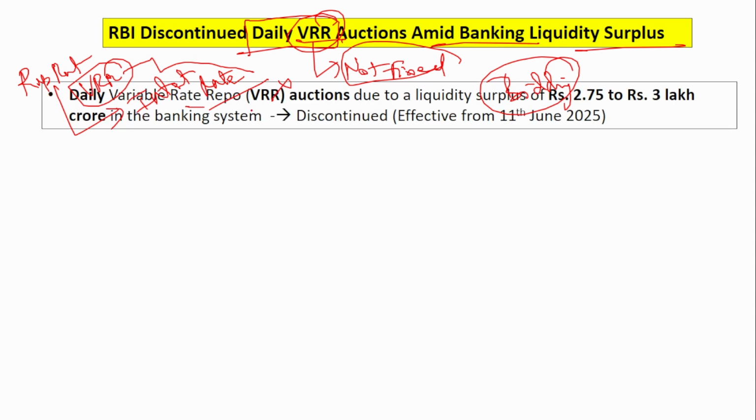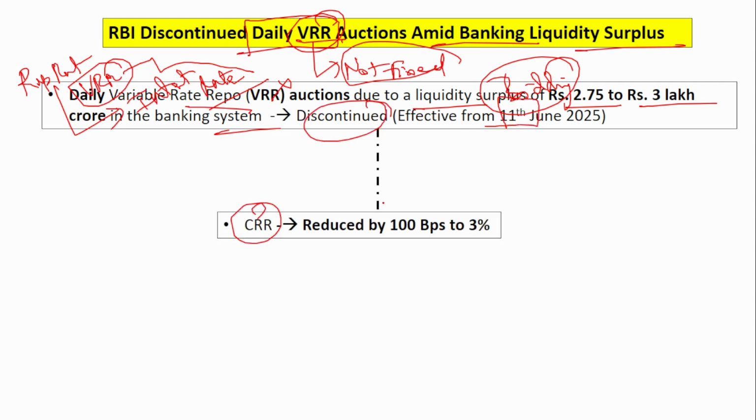So the daily variable repo rate operations, due to a liquidity surplus of 2.75 to 3 lakh crores in the banking system, have been discontinued effective from 11th June 2025. Cash reserve ratio also, we saw, right, it has been decreased by 100 basis points. The previous cash reserve ratio was 4%, it has been decreased to 3%. So the reduction will also increase the liquidity surplus in the banking system. So that is why it has been decided to stop this daily variable repo rate operation.